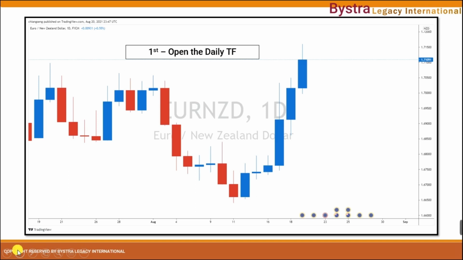But I'm going to show you the resistance that is not the second movement. The second movement breakout happens very often. So I'm going to show you something that is not often seen, that is the resistance or the support that is not the second movement breakout. So come back to here, we open on the daily time frame.